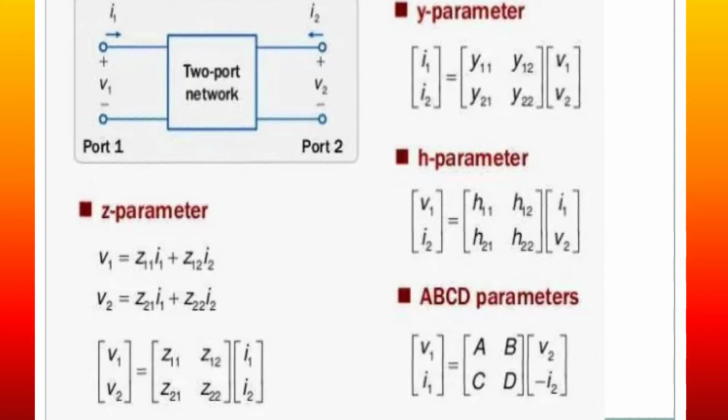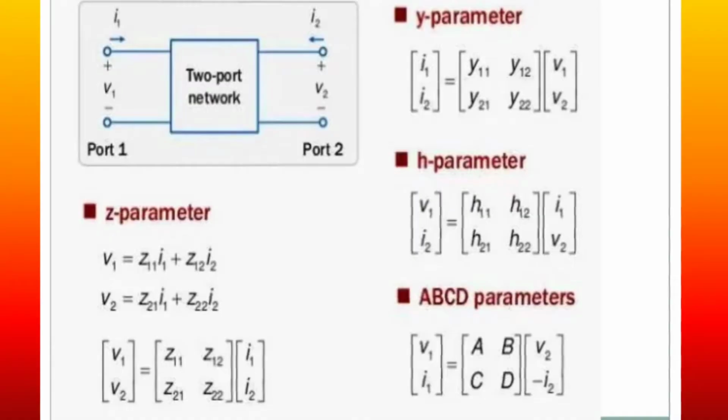Next one is the Y parameter, the admittance parameter. So I1 and I2 are expressed in terms of V1 and V2. Next one is the H parameter: V1 and I2 expressed in terms of I1 and V2, and ABCD parameters: V1 and I1 expressed in terms of V2 and I2.